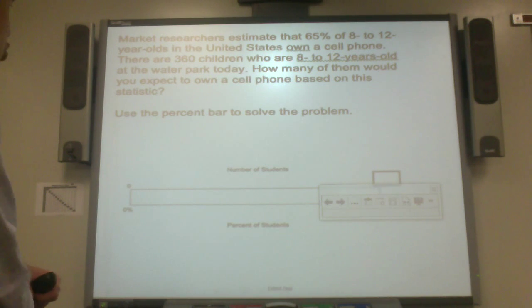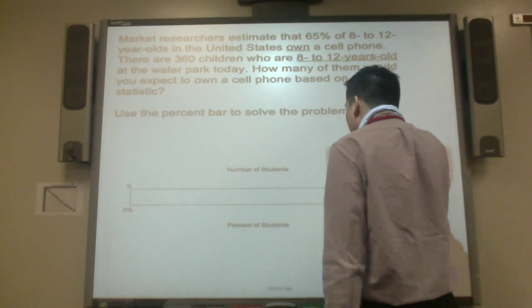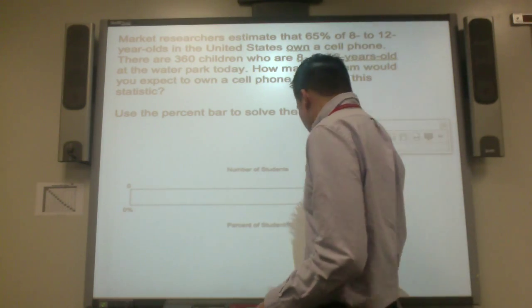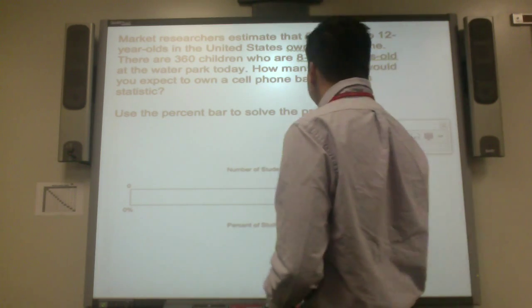All right, market researchers estimate that 65% of 8 to 12-year-olds in the United States own a cell phone. There are 360 children who are 8 to 12-year-olds at the water park today. How many of them would you expect to own a cell phone based on this? Let's use a percent bar, and then we're going to stop using percent bars because we're going to use something called percent proportion. So we know that there are 360 kids.